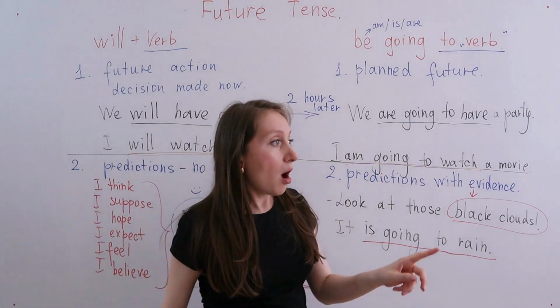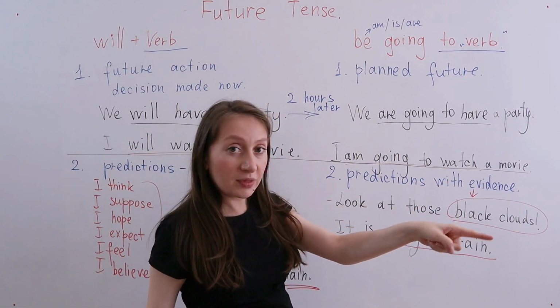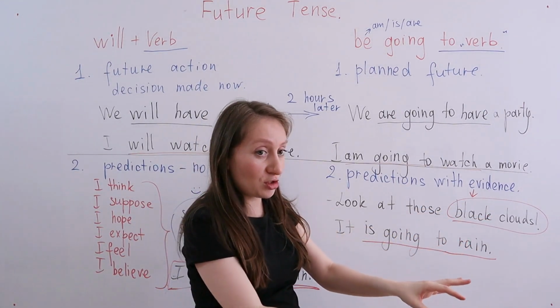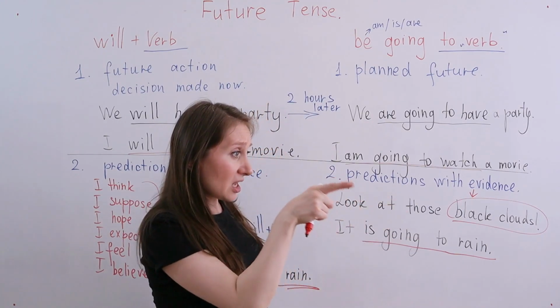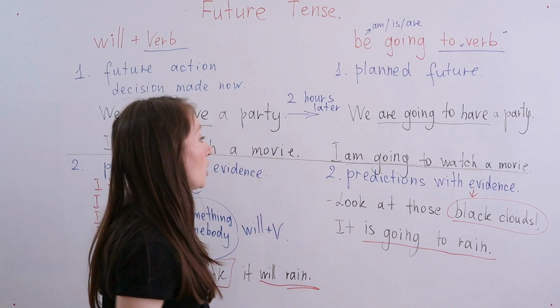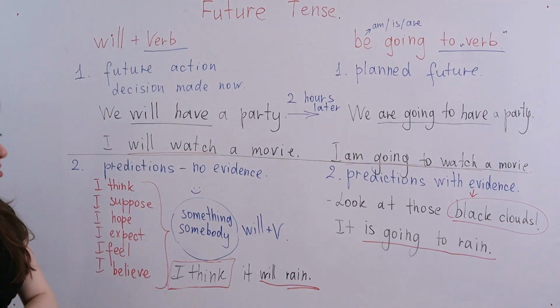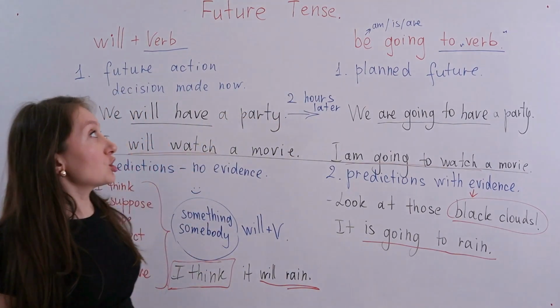One more example. Look at that man. He is going to fall. The man doesn't see the disaster. He doesn't see the hole maybe. Oh my God, he is going to fall. You see the evidence, right? So, very easy. 2 cases for 2 constructions.